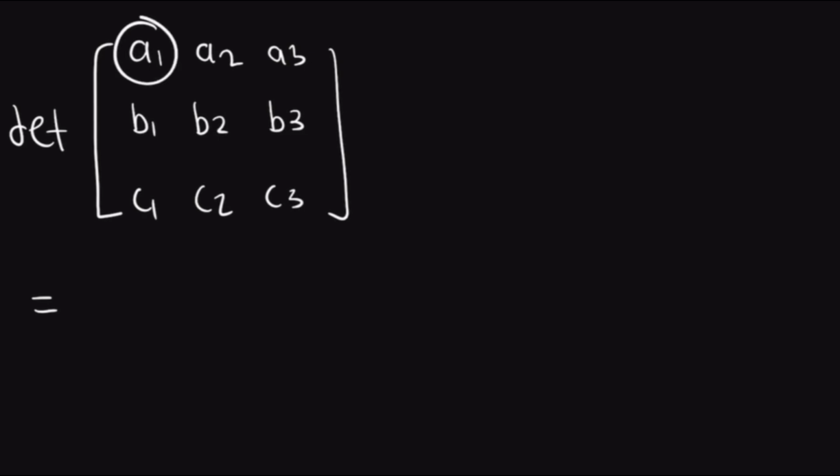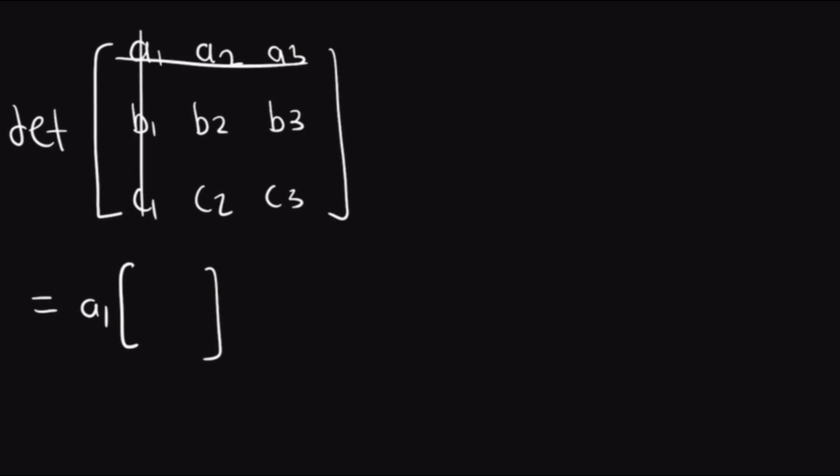Well, first, you take the first element of the first row, in this case, which is A1, and then you want to multiply it by a 2 by 2 matrix. But what values do you put in the matrix? Well, what you want to do is cross out the column and row A1 is in, and then you're left with 4 values, and those are the values you want to put into the matrix. So B2, B3, C2, C3.